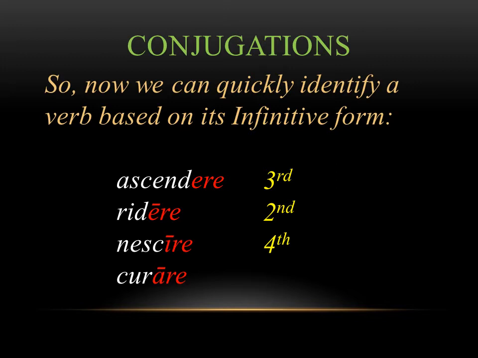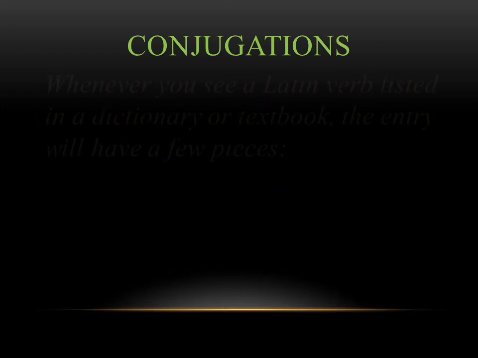Nescire has a long ire. We recognize this as fourth. And curare has a long are. This is the first conjugation. Again, you're looking at the endings of these infinitives to figure out what group they belong to.